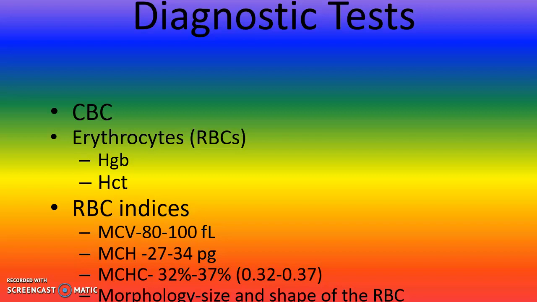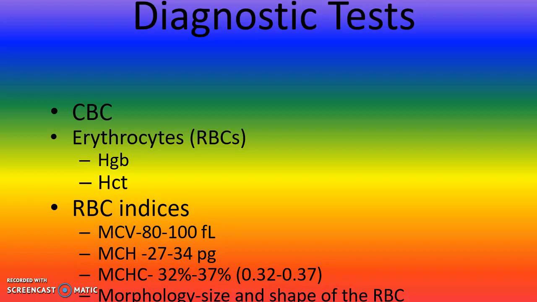A low MCV tells us that we have a microcytosis. I always think of them as the low, skinny, 90-pound weakling. They're microcytic. And then if we have a really high MCV, they're going to be macrocytic. They're going to be that big, buff red blood cell.